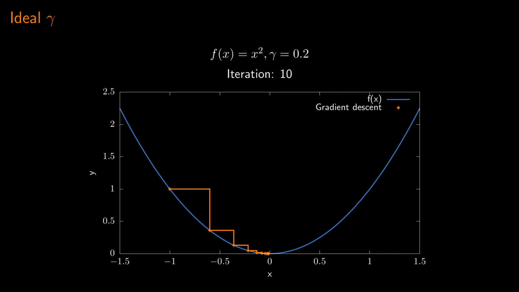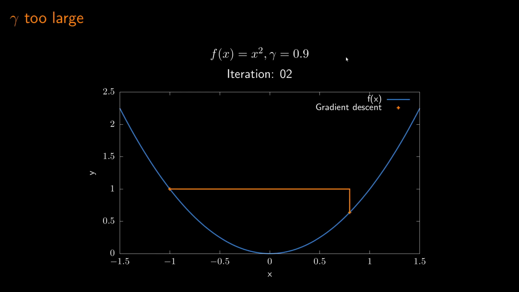Now, the first one is that obviously we have to choose a value for gamma. I've chosen this value of gamma here of 0.2, which I know happens to work very well for this example. But what happens if you were to choose a value of gamma that was too big? So let's make gamma equal to 0.9, and let's consider the example again, starting from the same starting point, x equals minus 1.